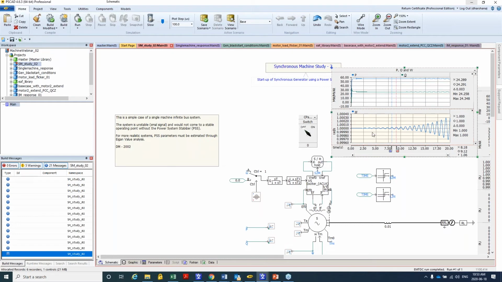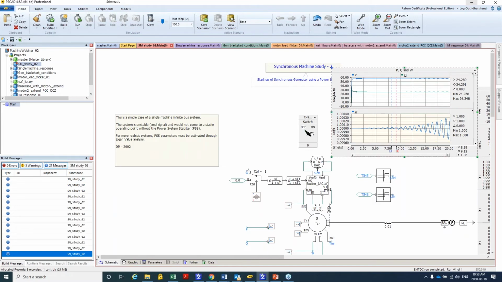When people see things like this, they always blame the model. They say, oh, your machine model is unstable. This is not a model problem. This is a real system problem. If you see oscillations like this, do investigate. Your system is likely to have an oscillation issue, right?